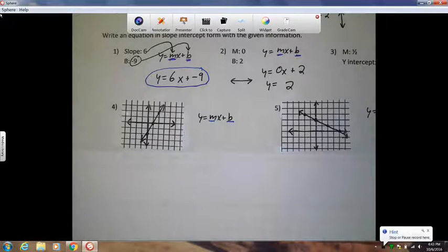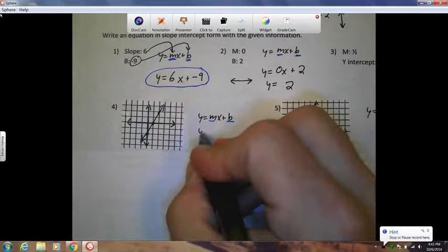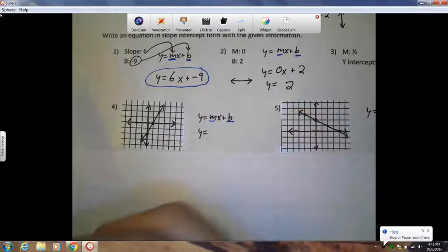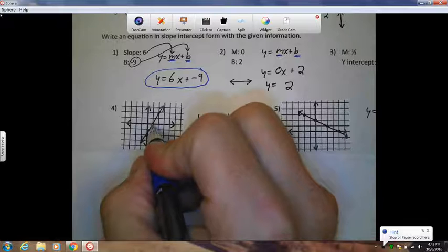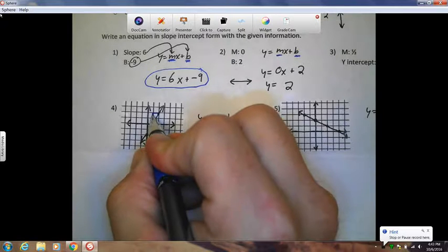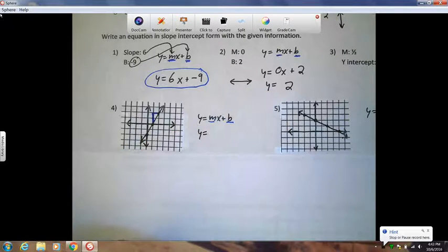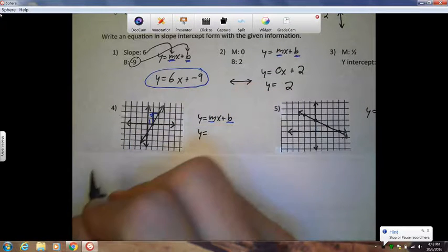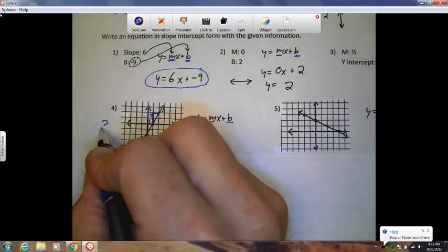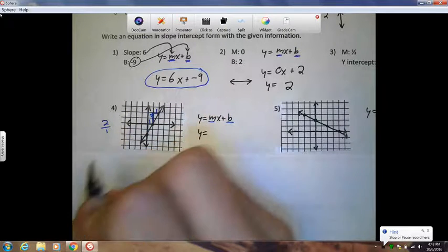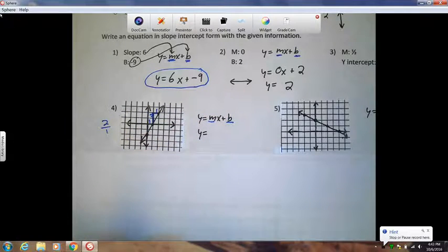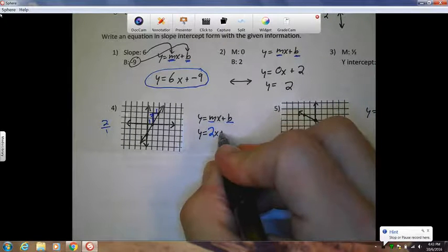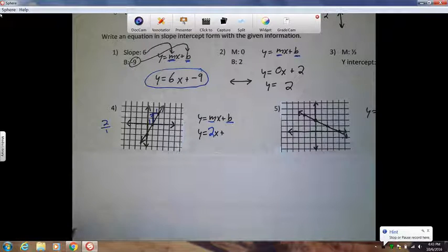Start with a point on the left, go to a point on the right, and count your boxes. Always go up or down first. So I went up 1, 2. I went up, so that's positive, to the right 1. So my slope is 2. Y-intercept, where does the graph cross the y-axis? Well, it's right here. That's -1, and that's -2. So there's my formula.